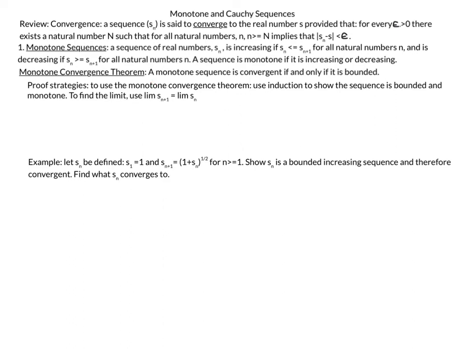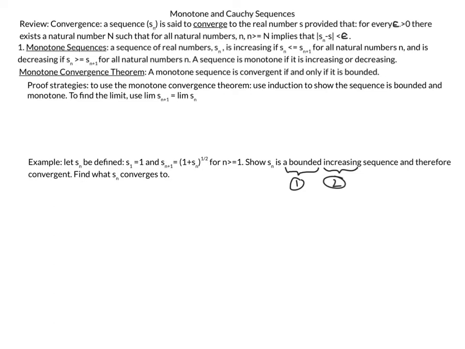Our next example is to use this theorem, where we have a sequence Sn defined by S1 equal to 1, and S(n+1) equal to the square root of (1 + Sn) for n greater than or equal to 1. So we're going to show that Sn is a bounded increasing sequence and therefore convergent. We're going to show it's bounded, we're going to show it's increasing, and then we're going to use this theorem to say therefore it must be convergent, and then we're going to find what Sn converges to. We are going to start by showing that it is bounded.